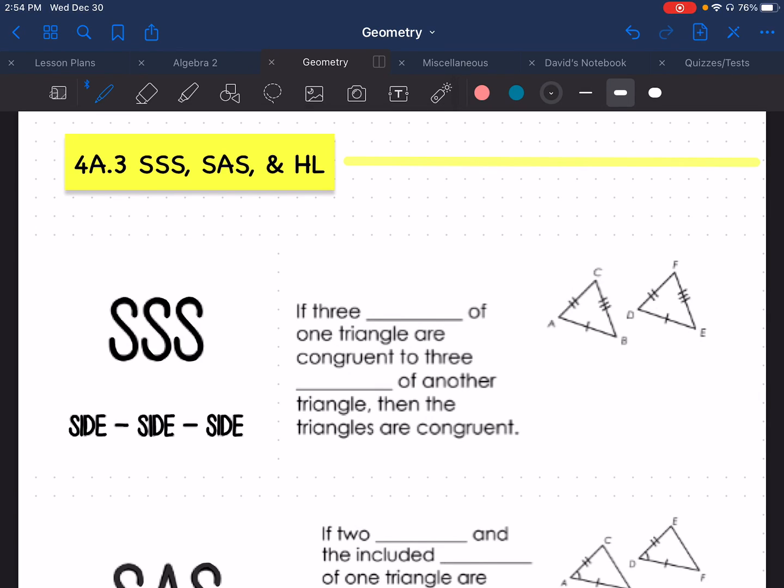Today's lesson is 4A.3: side, side, side; side, angle, side; and HL. What we're going to start learning in the next two lessons are shortcuts for saying that two triangles are congruent.